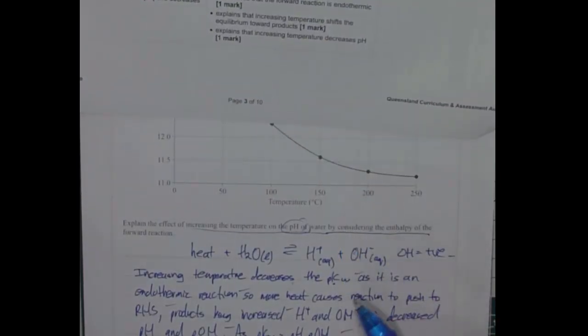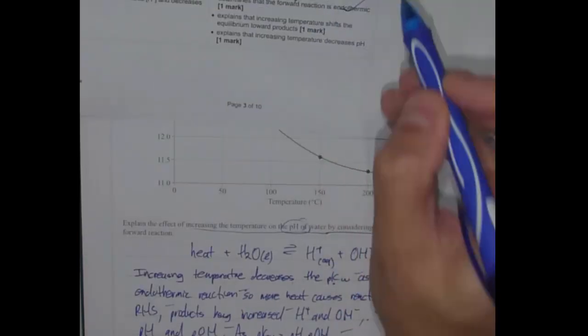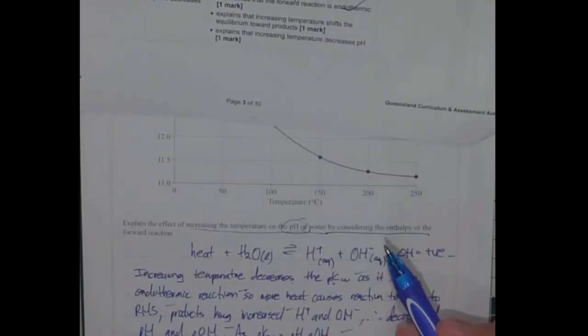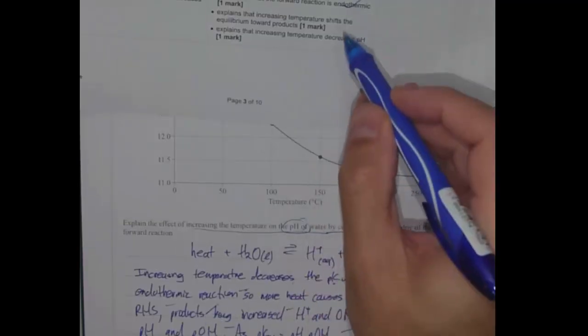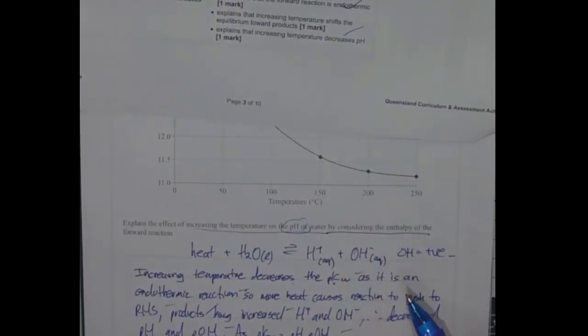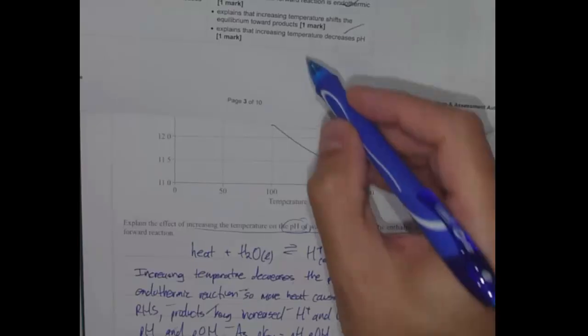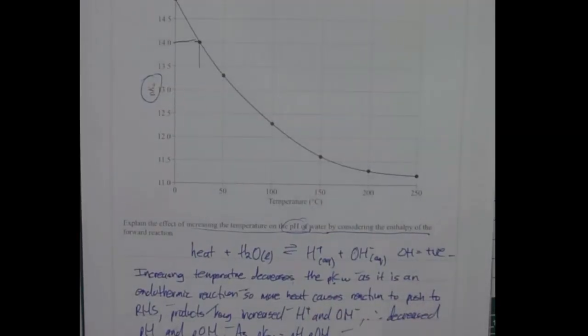Determines the forward reaction as endothermic. Yes. Explains increase in temperature shifts towards products. It said that. Explains increase in temperature decreases pH. Decreased pH. Easy. All right.